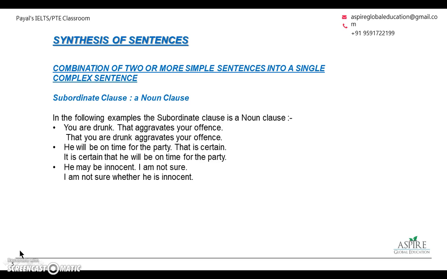He will be on time for the party. That is certain. It is certain that he will be on time for the party. He may be innocent, I'm not sure. So I combine it: I'm not sure whether he is innocent.